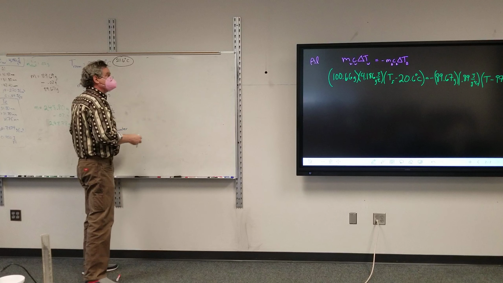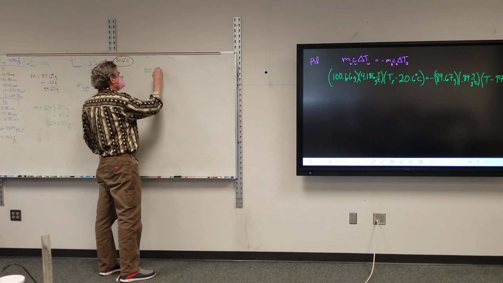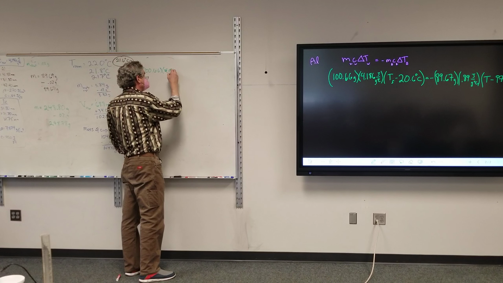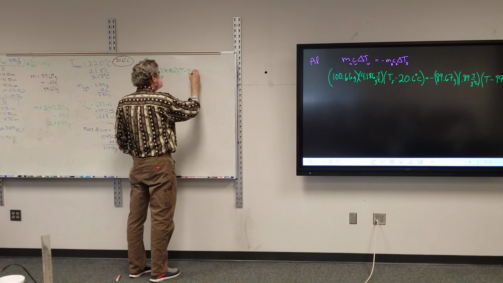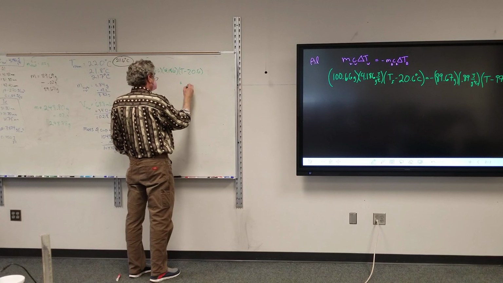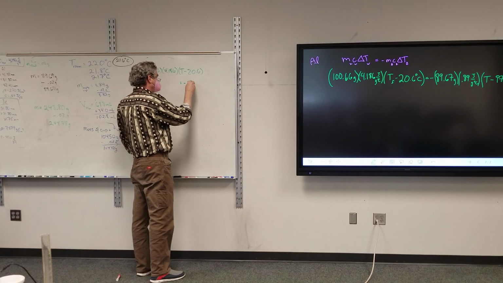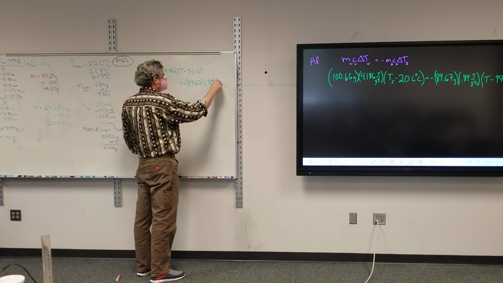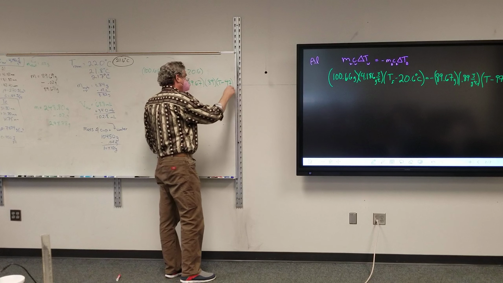Right. So the math problem, let's drop the units there. So I got 100.66 times 4.186 times T minus 20.6 equals negative 89.67 times 0.89 times T minus 97. That's the math problem.